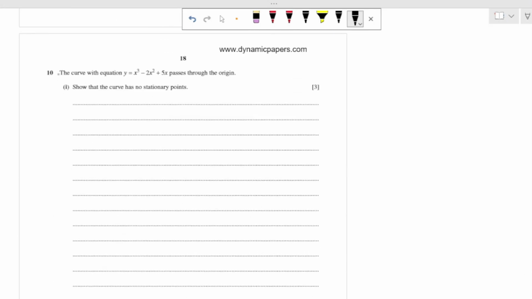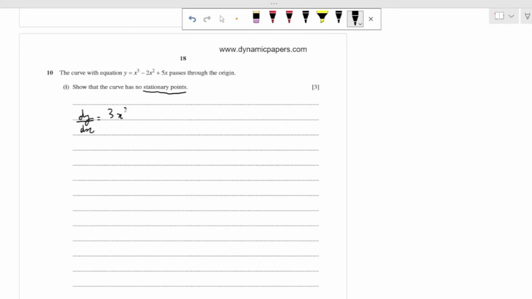Question 10. The curve with equation y equals x cubed minus 2x squared plus 5x passes through the origin. Show that the curve has no stationary points. Whenever they're talking about stationary points, it's your first clue that you need to start deriving the equation and get the derivative. So let us start by deriving this equation.